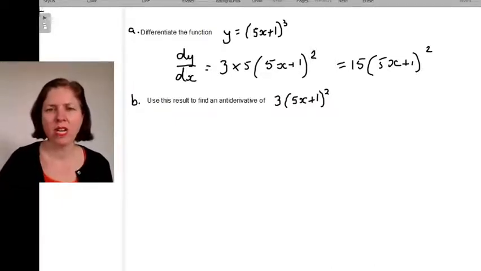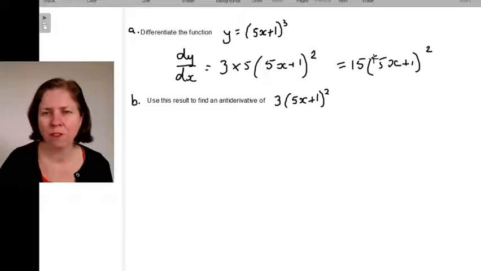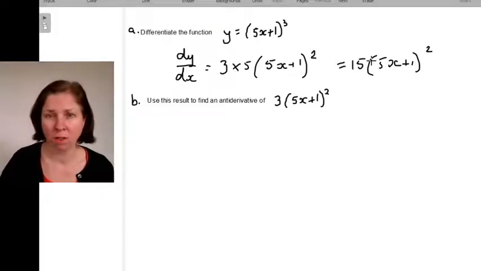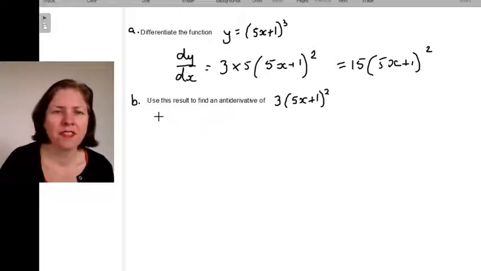Okay. But I'm asked to use this result to find the antiderivative of 3 times (5x plus 1) squared. So what I'm really interested in here is the link between the 3 times (5x plus 1) squared and the 15 times (5x plus 1) squared. There's just a factor of 5 between them. So this is what I found with my result A.